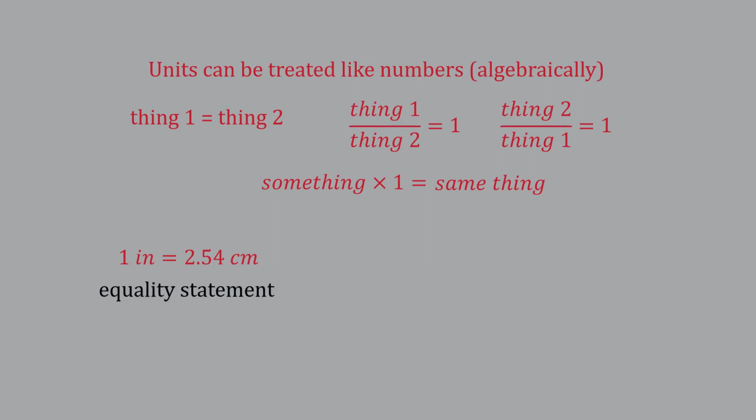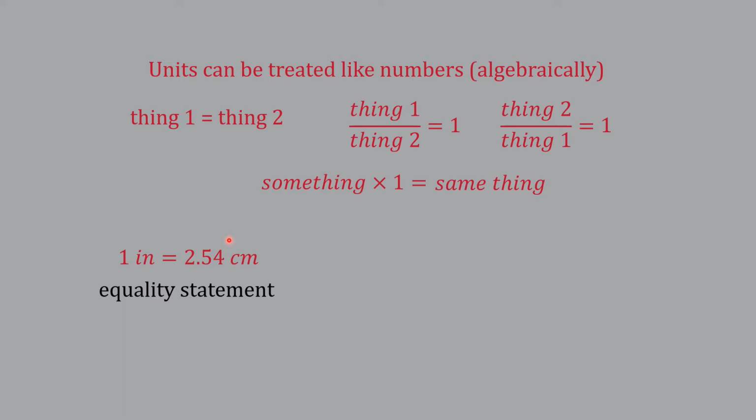Statements such as this are very important. They have a name, at least in my classes they do. It is an equality statement, saying that one thing is equal to another. So this tells you that 1 inch and 2.54 centimeters represent the same length. It's just expressed in different units.